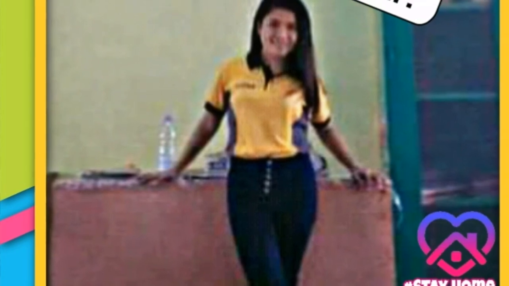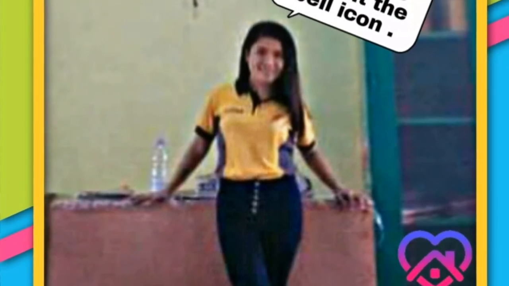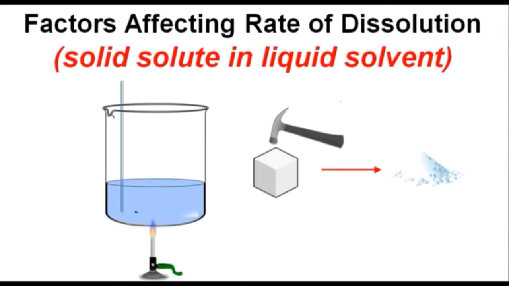Alright, so this time let's proceed to the factors affecting how fast a solid solute dissolves. About factors that can affect the rate of dissolution. What does this word right here, dissolution, mean? Well, you can just think of this word as the same thing as dissolving. So we want to look at factors that affect the rate of dissolving a solute in a solvent. So we have a beaker of water right here. Here's my beaker of H2O. And we have a sugar cube right here.